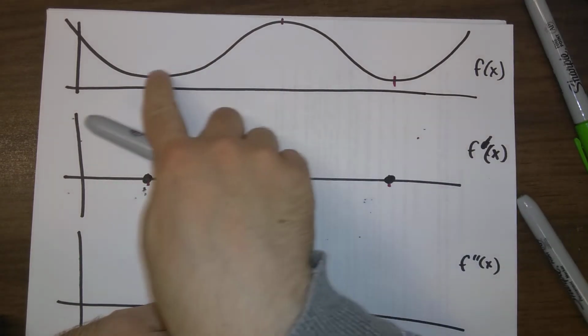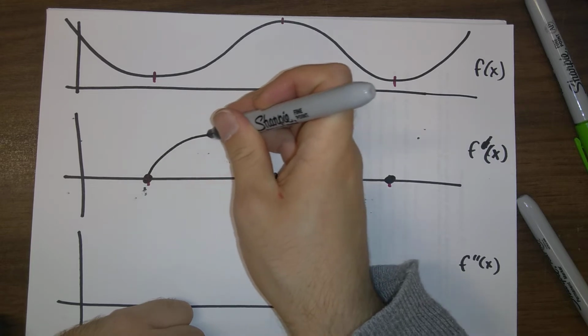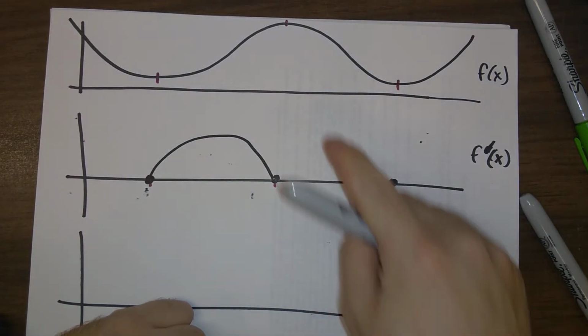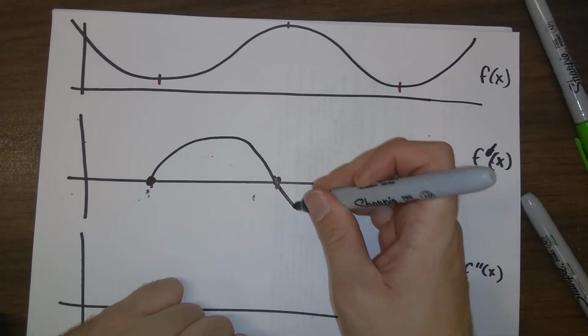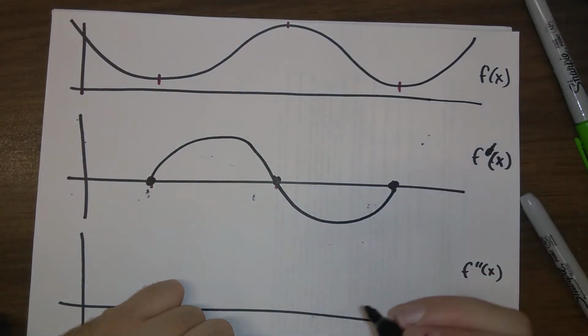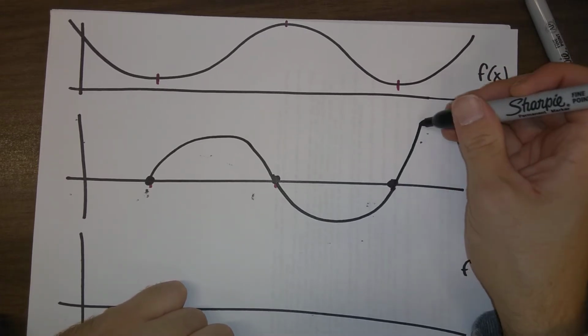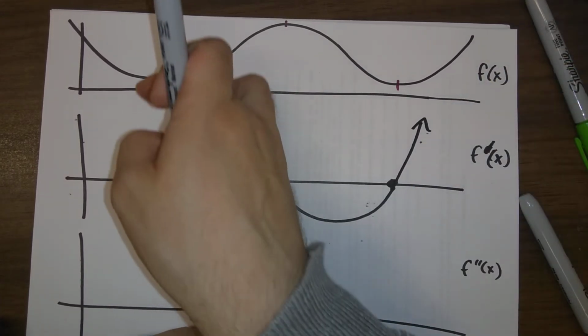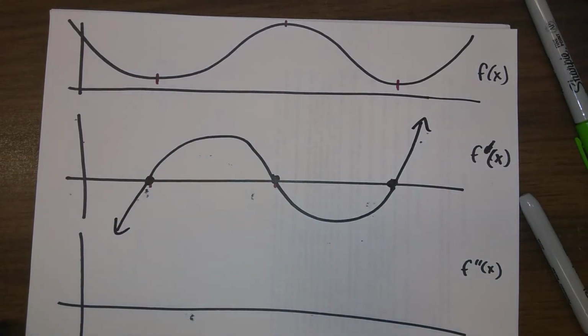Now, in between these two critical points, our function is increasing, which means that the derivative has to be positive. Between these two points, the function is decreasing, so the derivative has to be negative between those two points. Over here, our function is increasing, so the derivative is positive. Over here, the function is decreasing, so the derivative is negative.